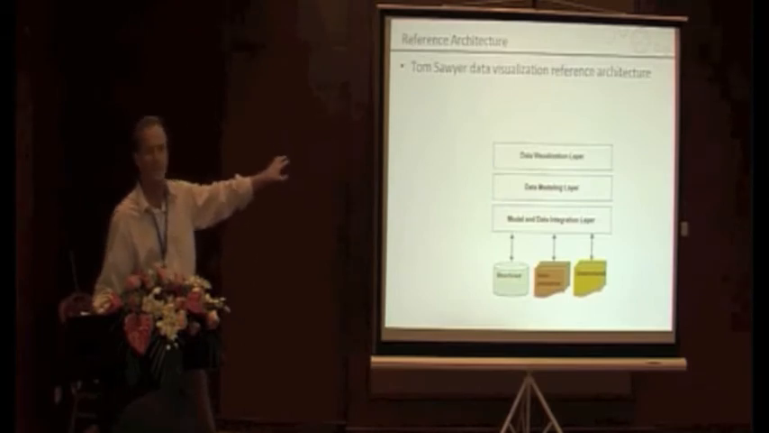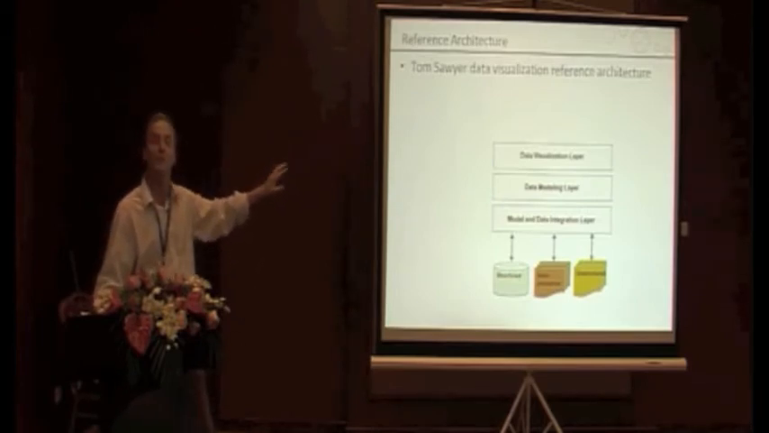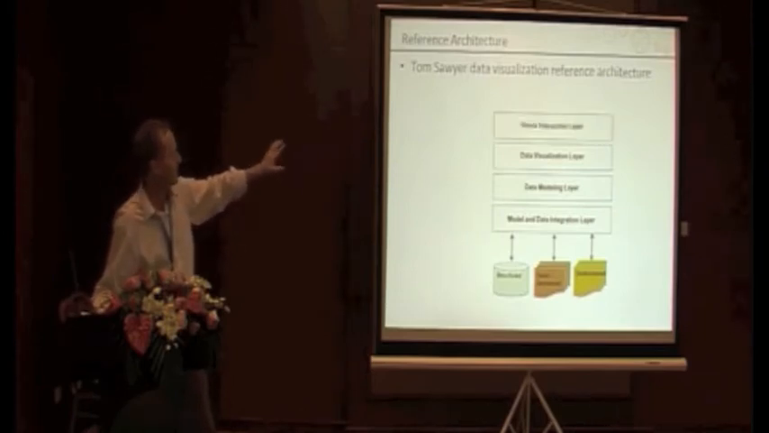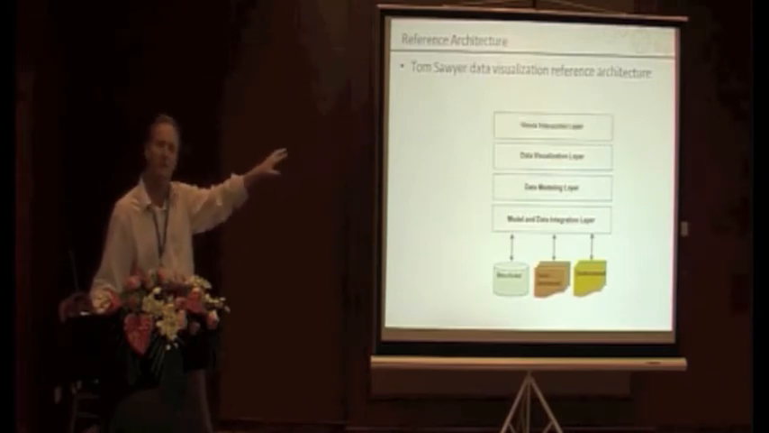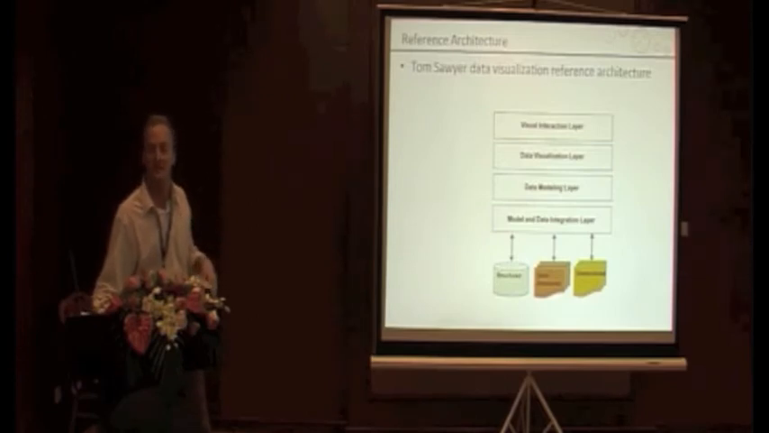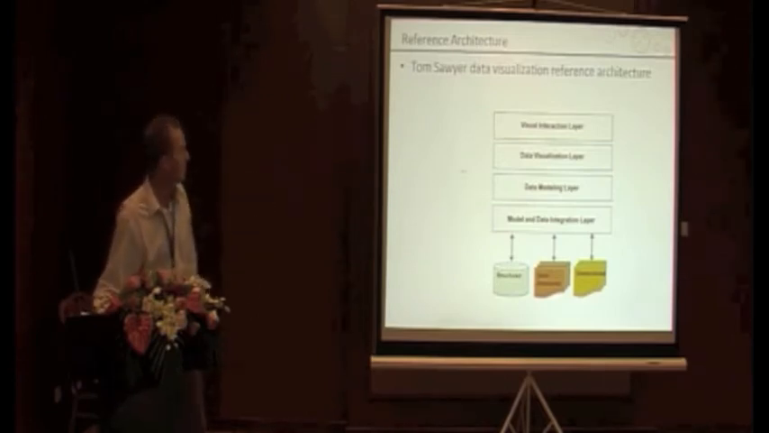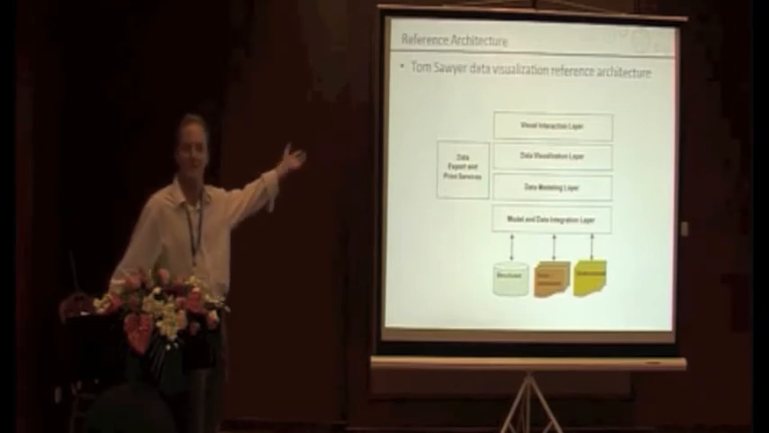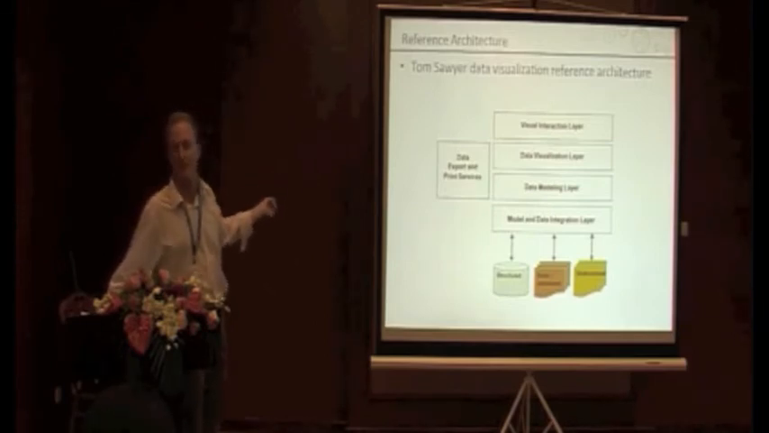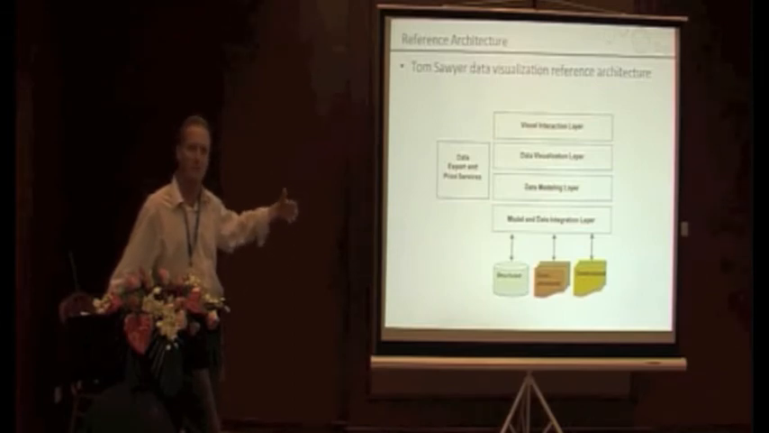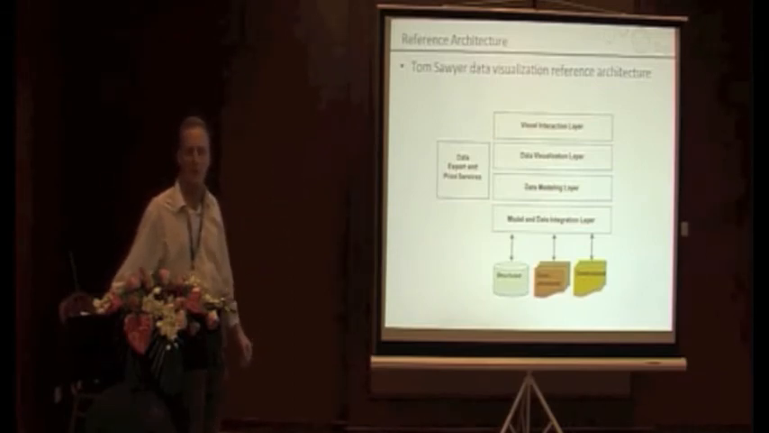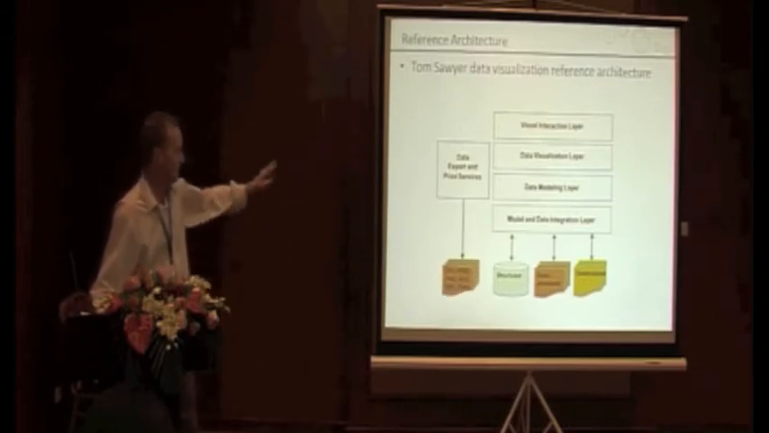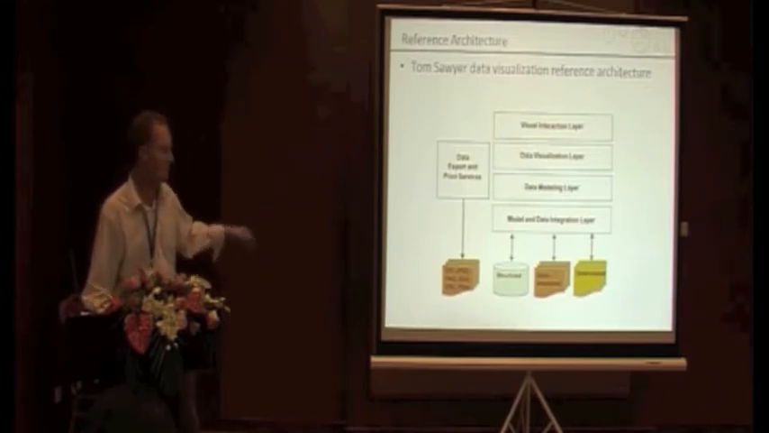Then you have a data visualization layer with different kinds of views of the same data, and I'll show what that means. And visual interaction, which is how do you navigate the space, how do you work with that data, and then various printing and exporting services. Save your images so you can publish your paper, or make some images for the web or whatever, and you can save in various formats.